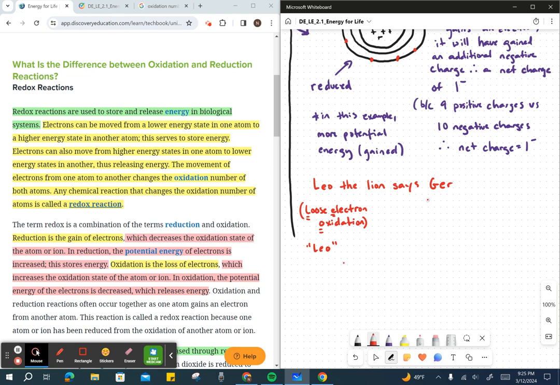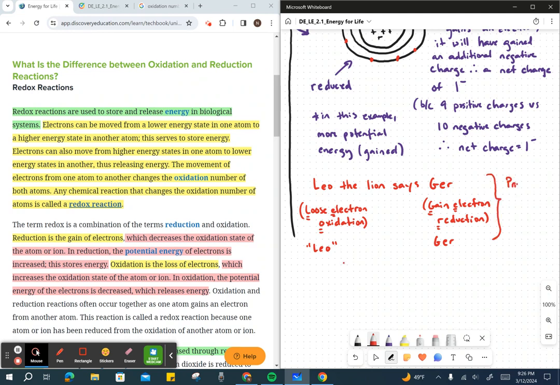And to gain electron, we say that this is reduction. And that's where we say GER, G-E-R. Okay, and this is GER. All right, and this is just a mnemonic. This is just something to help you remember, right? This is a mnemonic.